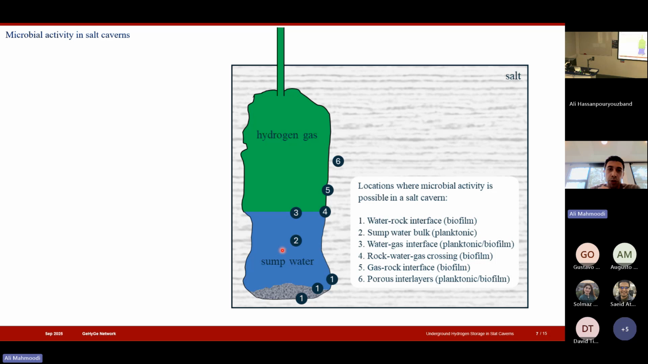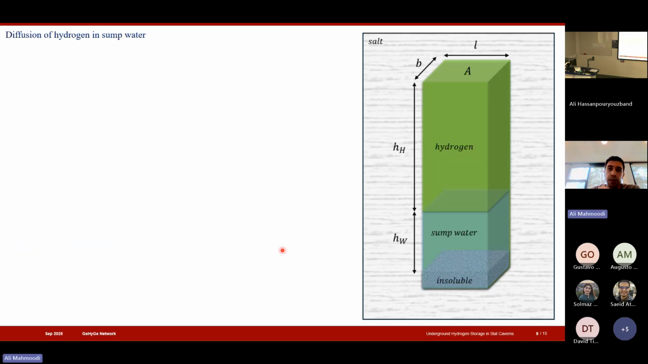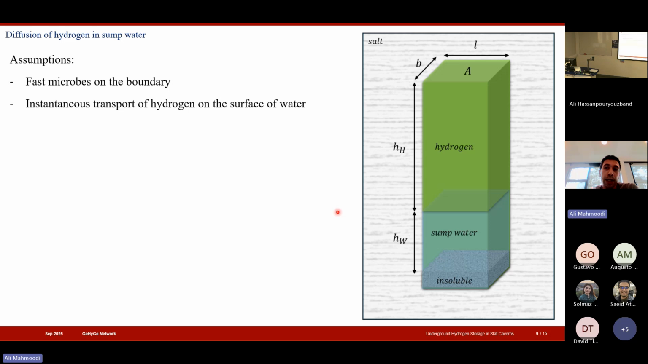And in order to do that, I started doing a little bit of modeling, a very simplified, quick way of just getting an order of the number of how much hydrogen can diffuse through this sump water. So I had two main assumptions.